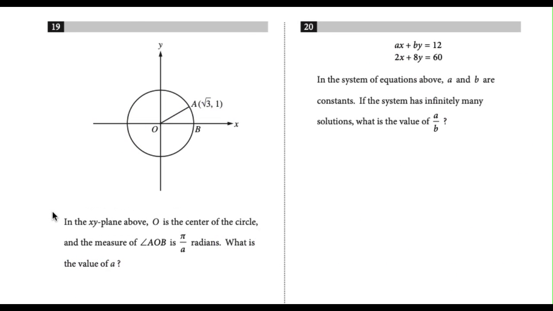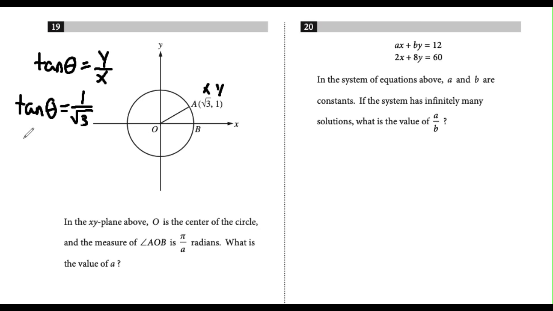Number 19. In the xy plane above, O is the center of the circle, and the measure of angle AOB is pi over a radians. What is the value of A? So in order to find this out, we need to use the trigonometric function tangent theta, which is equal to y over x. We know that in an ordered pair, x is the first number, y is the second number. So in this case, tangent of theta is going to be equal to 1 over the square root of 3. If we were to simplify this, we'll get that tangent theta equals square root of 3 over 3.